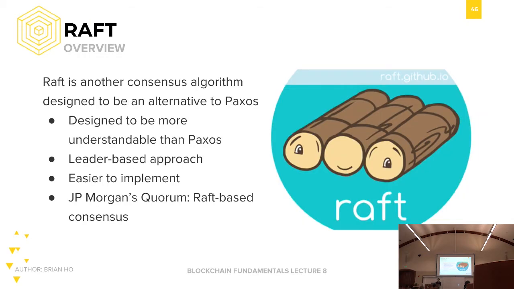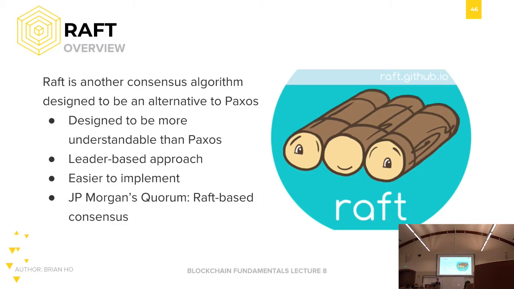But Paxos was hard to understand unless you really knew what you were doing. So people said, okay, let's come up with a consensus algorithm that's easier to understand and not as confusing. Raft is designed to be more understandable than Paxos, and it uses a leader-based approach where, in this distributed network, you have a leader that enforces all the rules. It's very easy to implement.